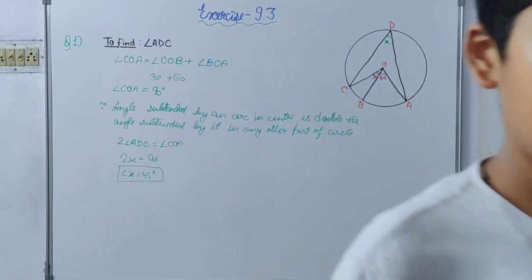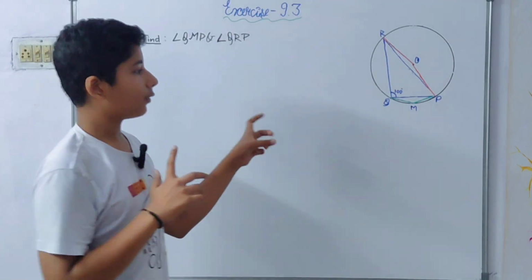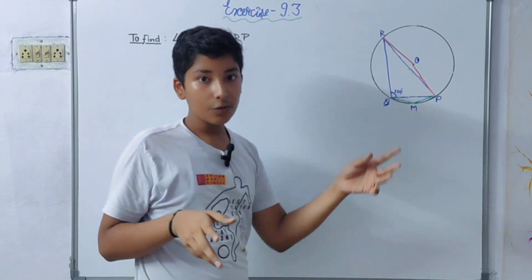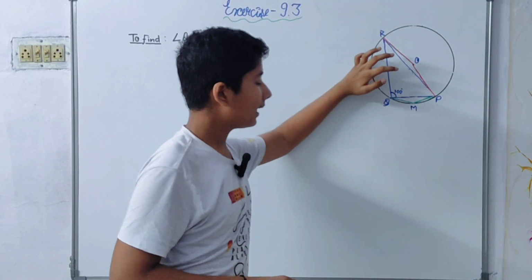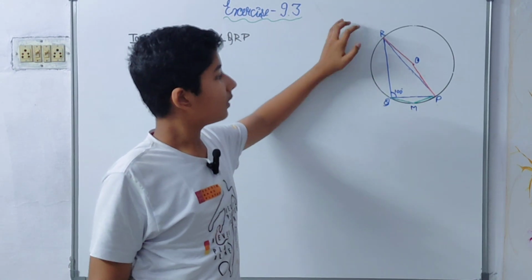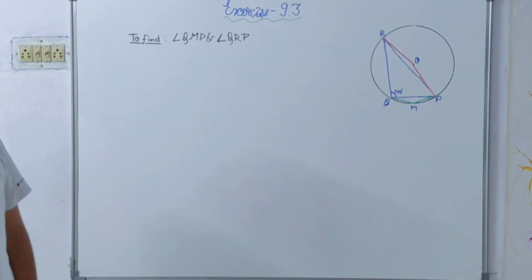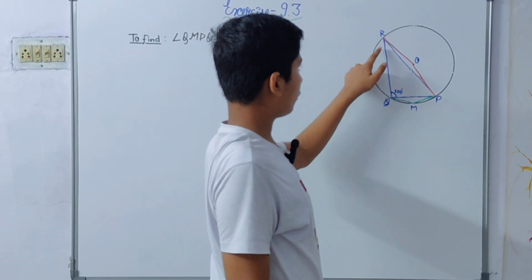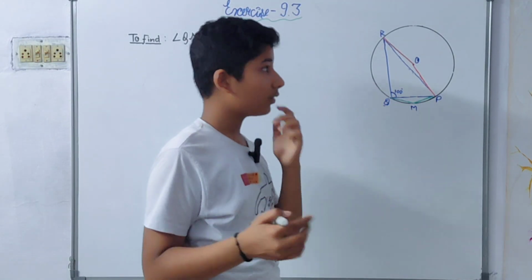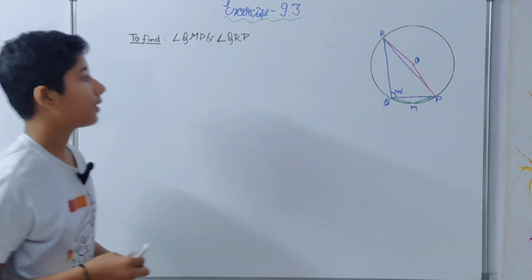Now we will come to our next question. In this question we have to prove that these two angles are equal. First of all, what has been given to us? It is given that this angle is 100 degrees, and QP is equal to the radius of this whole circle. Now firstly we have to find angle QRP and angle QMP. But before finding, you will have to construct.